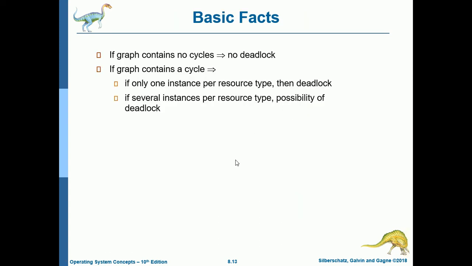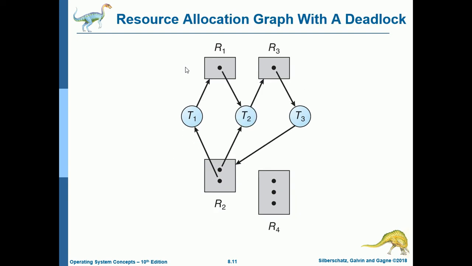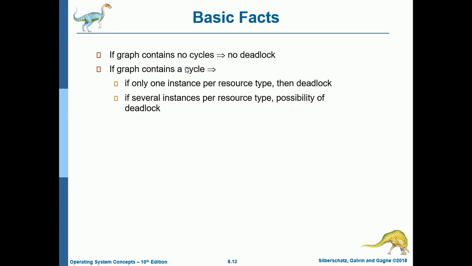So, basic facts. If the graph contains no cycles, definitely there is no deadlock. If the graph contains a cycle, as you can see in the example, there is a cycle but no deadlock, because it does not satisfy the four conditions for deadlock. If a graph contains a cycle and there is only one instance per resource type, then there is a deadlock. Specifically, if the resource type has only one instance, then definitely there is a deadlock.